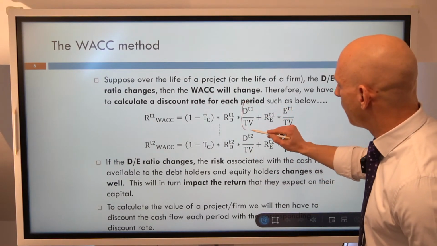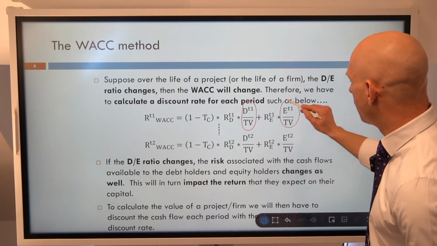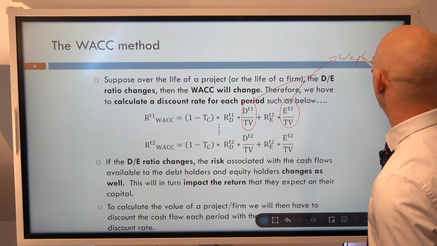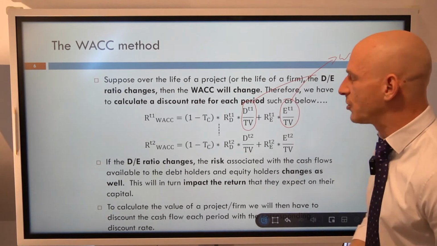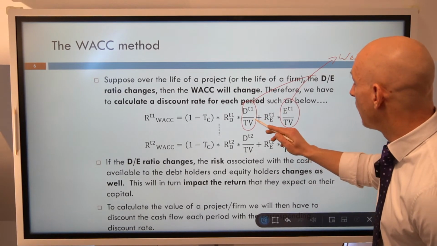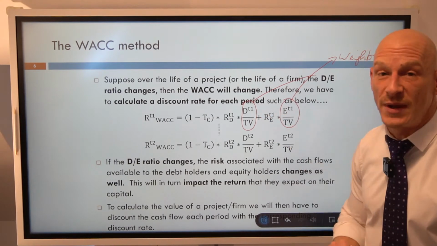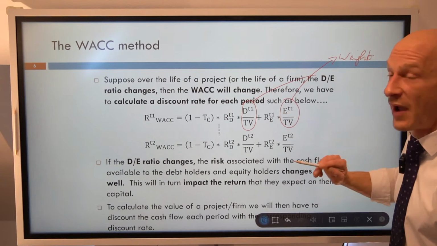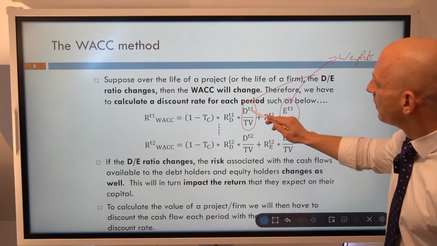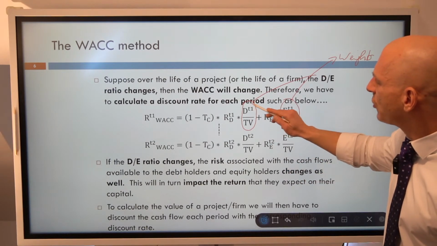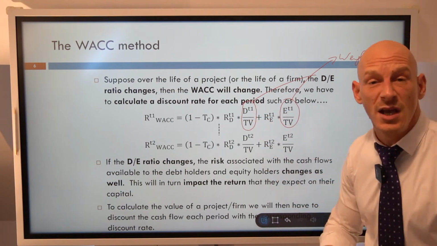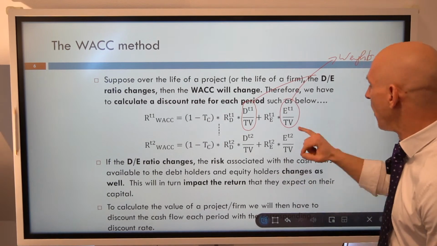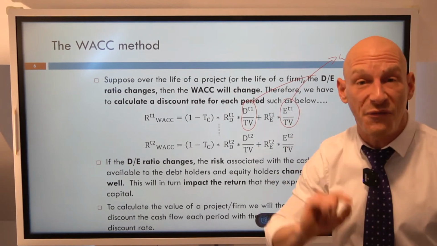What is this here? This and this are, of course, our weights. So that tells us in percentage how much equity and how much debt we have. So D is, of course, short for debt. E is short for equity. What does this addition here mean, T1? It simply means the amount of debt that we have in the first year, the amount of equity that we have in the first year.